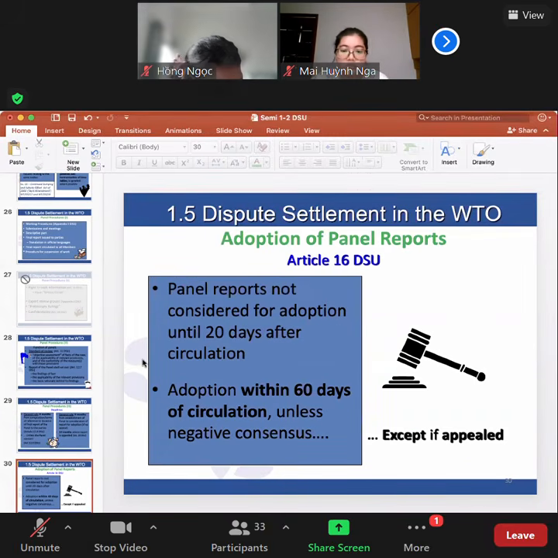All right, so here we have the adoption of the panel report. You have the idea about Article 16, so you know that it is automatic. But the panel report will not be considered for adoption until 20 days after it has been sent to the parties involved, because these parties need these 20 days to consider and decide whether to request an AB review or whether to accept the report. Okay, if there are no objections, then the panel report is going to be adopted within 60 days of circulation. Okay, that is just the main rule.